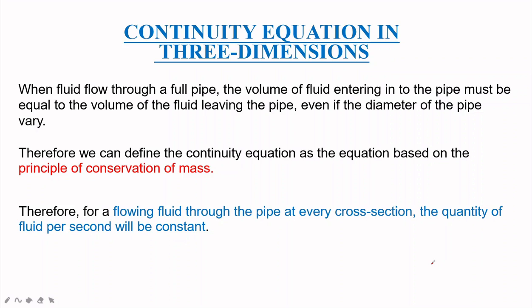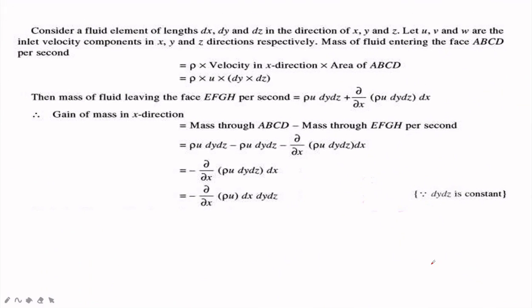So when the fluid flows through a full pipe, if the volume entering it and leaving it is the same, it means the volume of the fluid at every cross section will be constant. Okay, now what we can tell, if that is constant, is that it is obeying the principle of conservation of mass. Okay, now we will see how it can be derived.